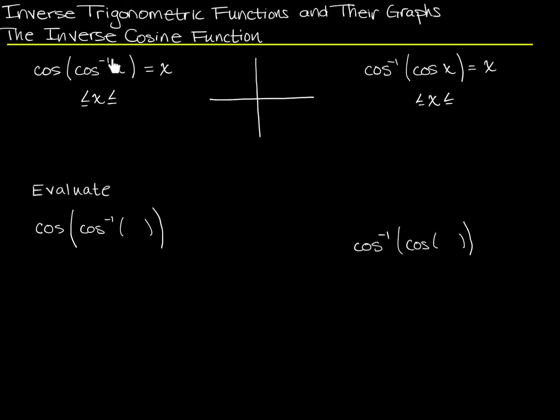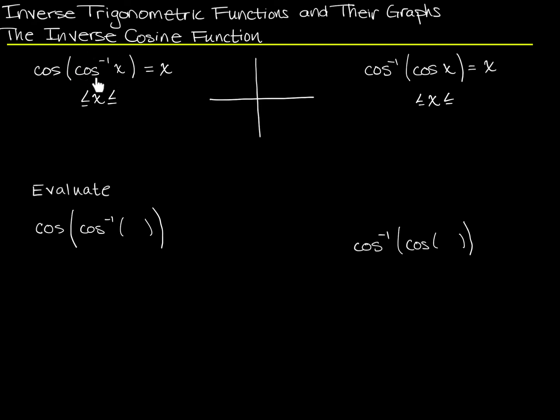If I do a composition, I'm always going to do what's inside first. So I'm going to take the cosine inverse of x, and when I do that, I'm going to be given an angle, right? The cosine inverse of a value is the angle whose cosine is that value. So this is going to spit out an angle.